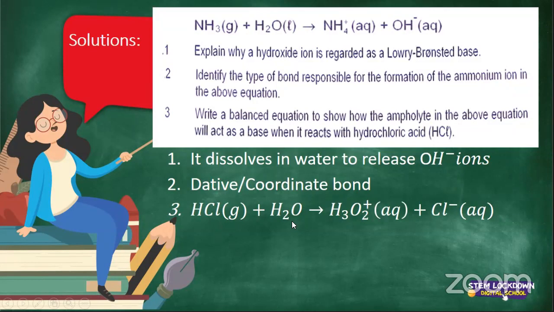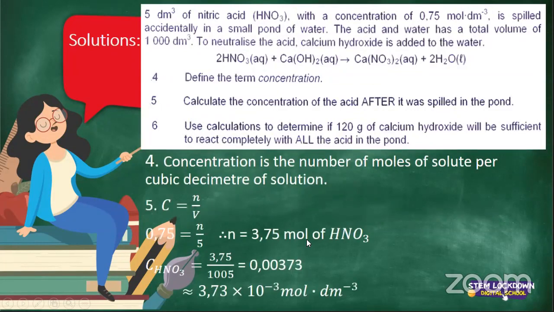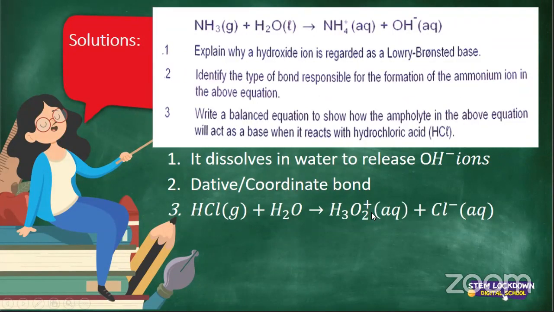So now to show how it will act as a base when it reacts with hydrochloric acid, this is how we go about it. Hydrochloric acid will dissolve in it. Sorry, this one should be a hydronium ion. There's no 2 here, so it's just an O, plus chloride ions. So this is the equation without this extra O, because you can see on the left-hand side, it's only 1 O, but the positive charge is there.